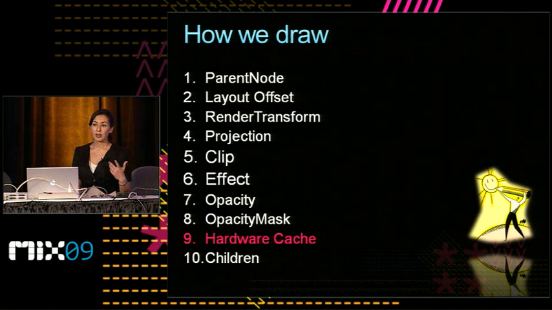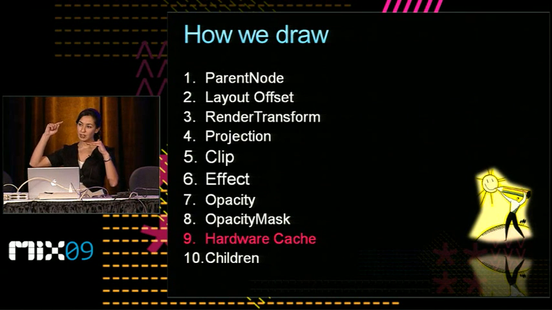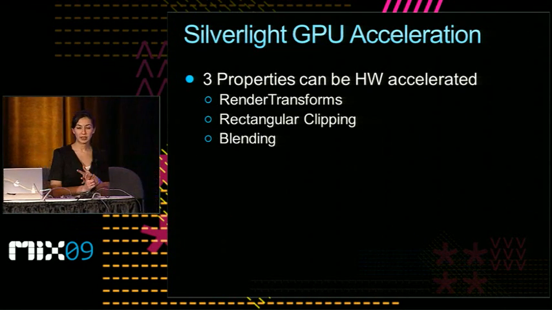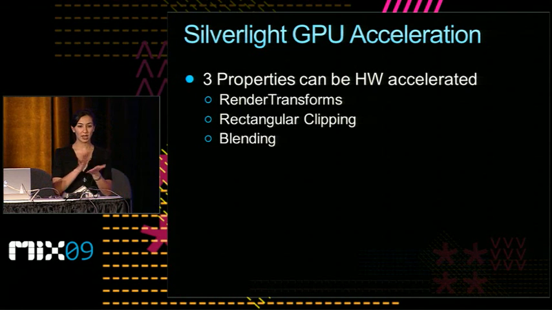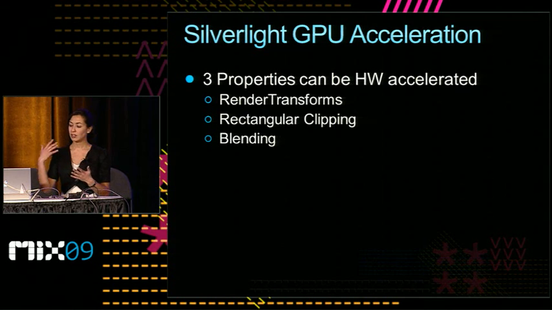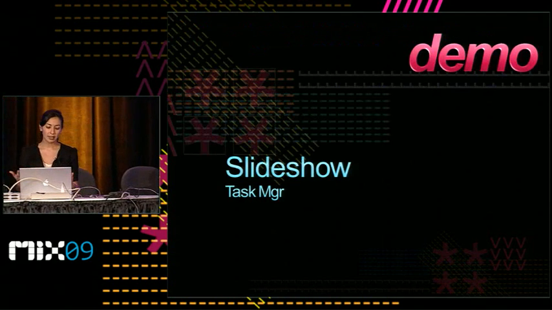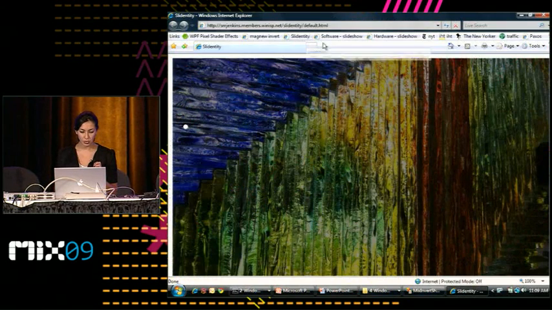Which means that later on, we can start to enhance that intermediate surface by having the GPU apply any of those properties. And in Silverlight 3, we started with just 3 of those properties. The render transforms, the rectangular clipping, and the blending are offloaded to the GPU. And this is mainly for scenarios of slideshow, animating in and animating out images, and doing things like stretching video. In fact, our P0 was just largely stretching video. So the impact that hardware has on an application is pretty robust.